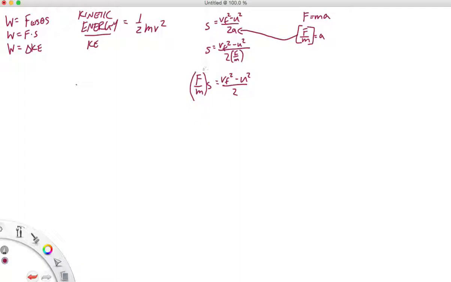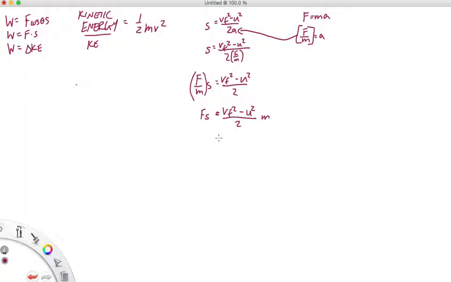Now I want to get F by itself over here with S. So I'm going to multiply both sides by m. So that'll leave us with Fs on this side. Ooh, this is looking like work. Fs on this side equals VF squared minus U squared over 2, and this whole thing times m. This looks great. But I'm not done yet. I'm going to make this look a little prettier.